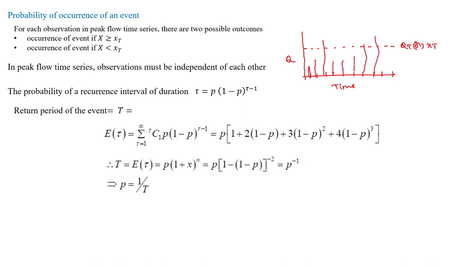Now let's say our interest is to estimate the probability of occurrence of these particular events in a stream flow series. So how can we do that? That has a different procedure. When we consider each observation in a peak flow time series, there are two possible outcomes: either the event occurs, meaning the stream flow is greater than a particular value, or it is less than that. Only two cases are possible.